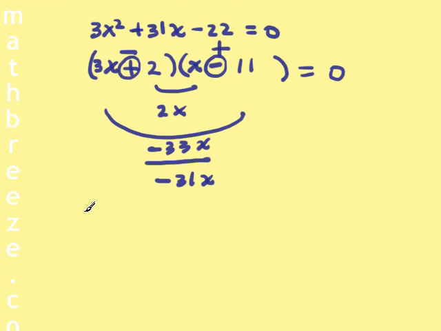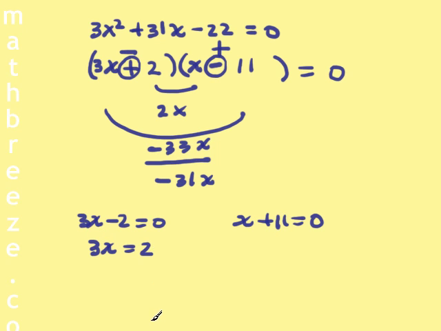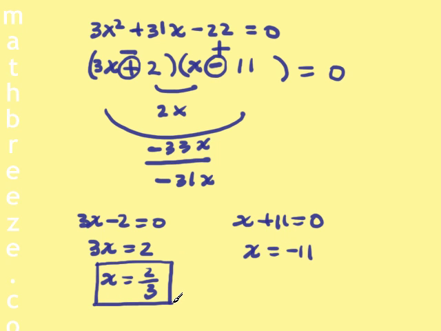All right, so we're setting 3x minus 2 equal to 0 and x plus 11 equal to 0 and solving. Add 2 to both sides. Divide by 3. Here, subtract 11 from both sides. So those are our solutions, 2/3 and -11.